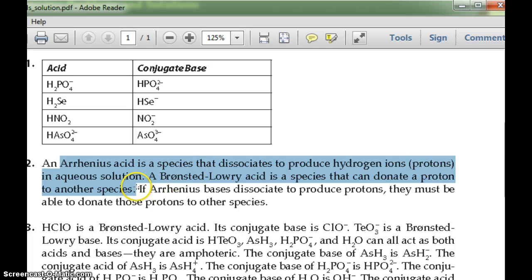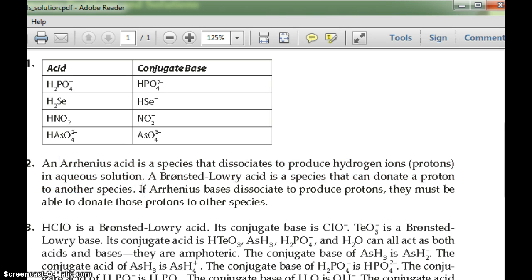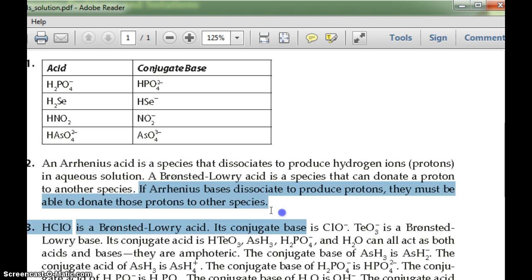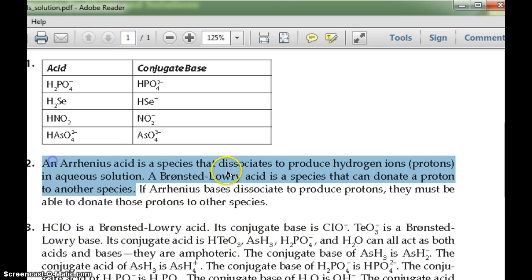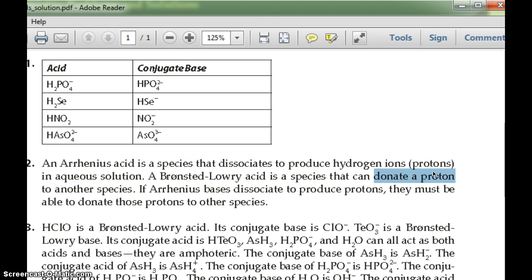Okay? And then it says, if Arrhenius bases dissociate to produce protons, well, remember, what do they get rid of? They get rid of OHs. So then they'd have to be able to donate. So I think this last sentence is just more confusing. So I think if you just focus on the first two sentences, that's really the key to the answer. Arrhenius acids are producing the hydrogen ions, which is the same as a proton. Bronsted-Lowry specifically is saying they're going to donate a proton. And that's it for the 3.03 review.